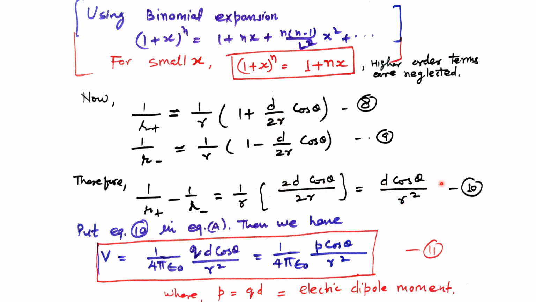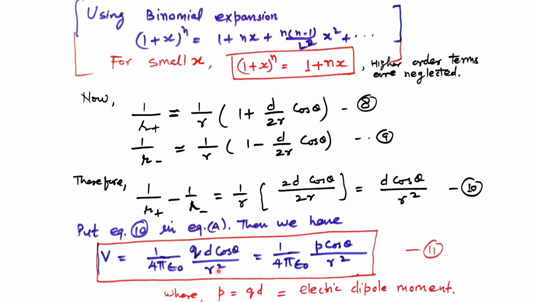And if you put this equation number 10 in equation number 1, then we have V equal to 1 upon 4 pi epsilon naught q d cos theta by r square, and q into d can be written as p, which is the electric dipole moment. So V equals 1 upon 4 pi epsilon naught p cos theta by r square. This is the electric potential for the electric dipole.